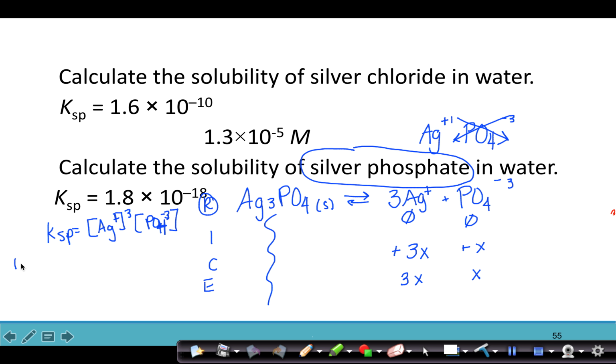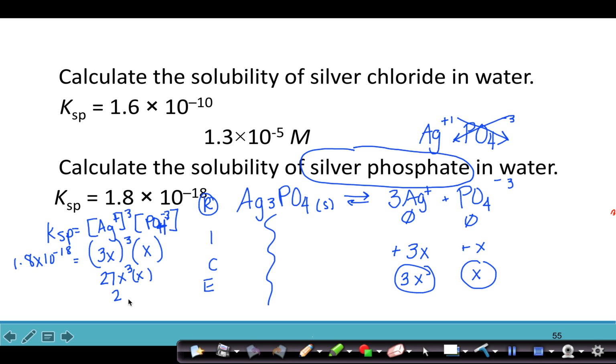So now my Ksp is 1.8 times 10 to the minus 18. It's equal to 3x, because that's the number for equilibrium for Ag, cubed, times x to the first. Again, be very careful with how you simplify this. It's going to be 3 cubed, which is 27, x cubed, times another x, is 27x to the fourth. And that's equal to 1.8 times 10 to the minus 18.